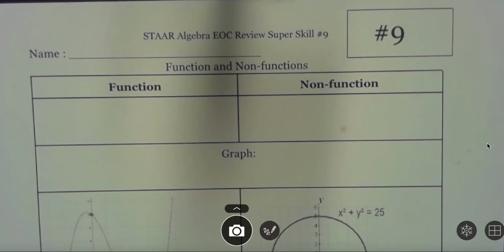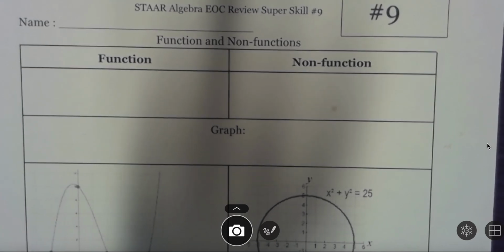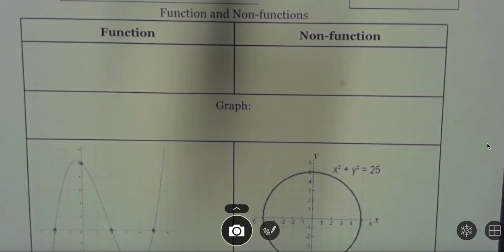This is super skill number 9. We're going to talk about functions and non-functions. All right, make sure you have the paper and you write this down, please.